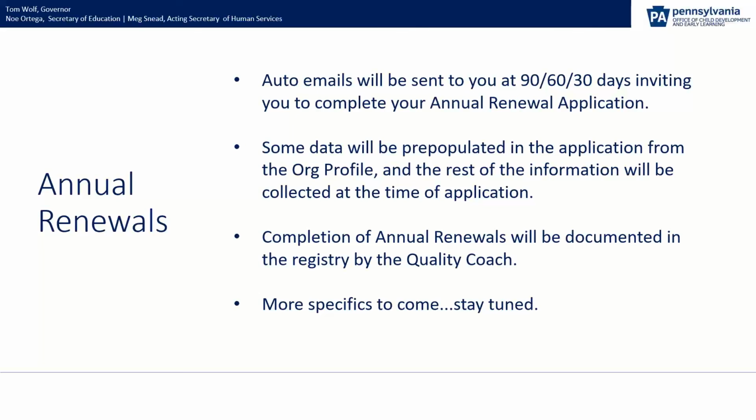But it's important for you to rest easy and know that auto emails will be sent to you at that traditional 90, 60, 30 days from the time that your renewal is due. And the email will remind you and invite you to complete an application for annual renewal. Some of the data, again, will be pre-populated into the application from your org profile, and the rest will just be questions that you answer at the time you submit your application.